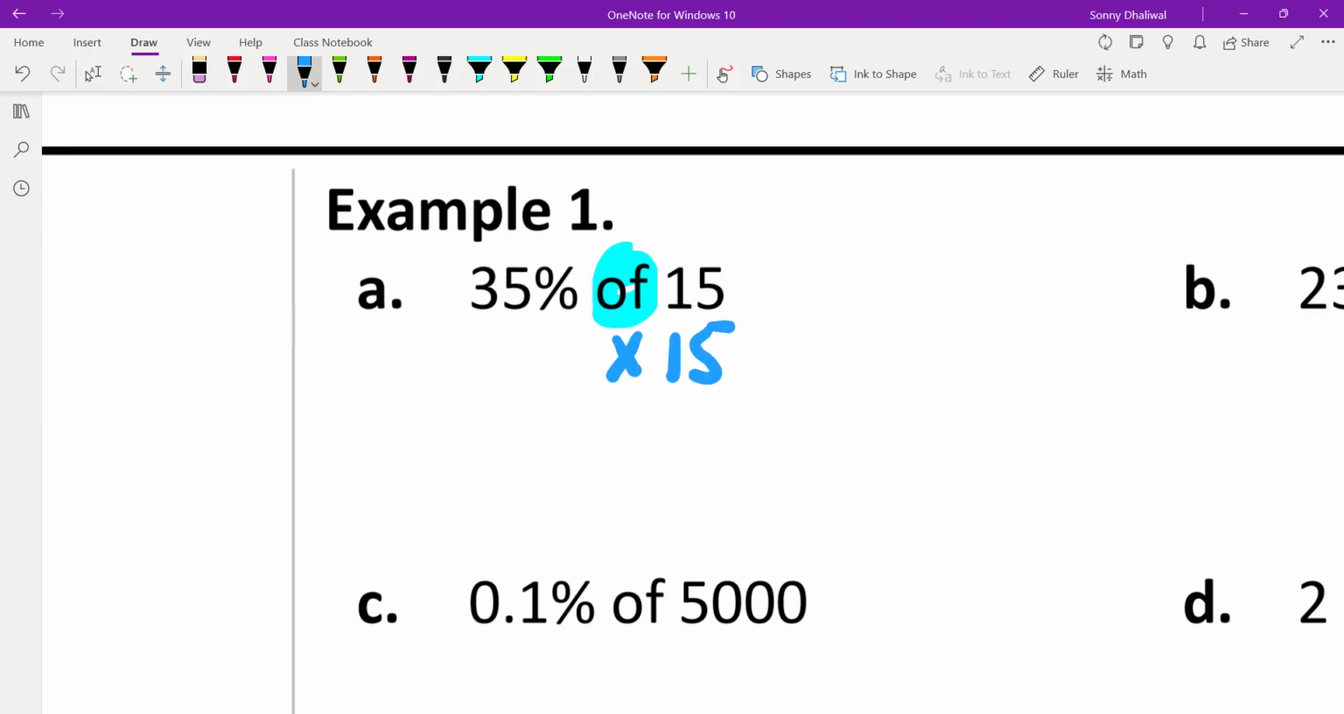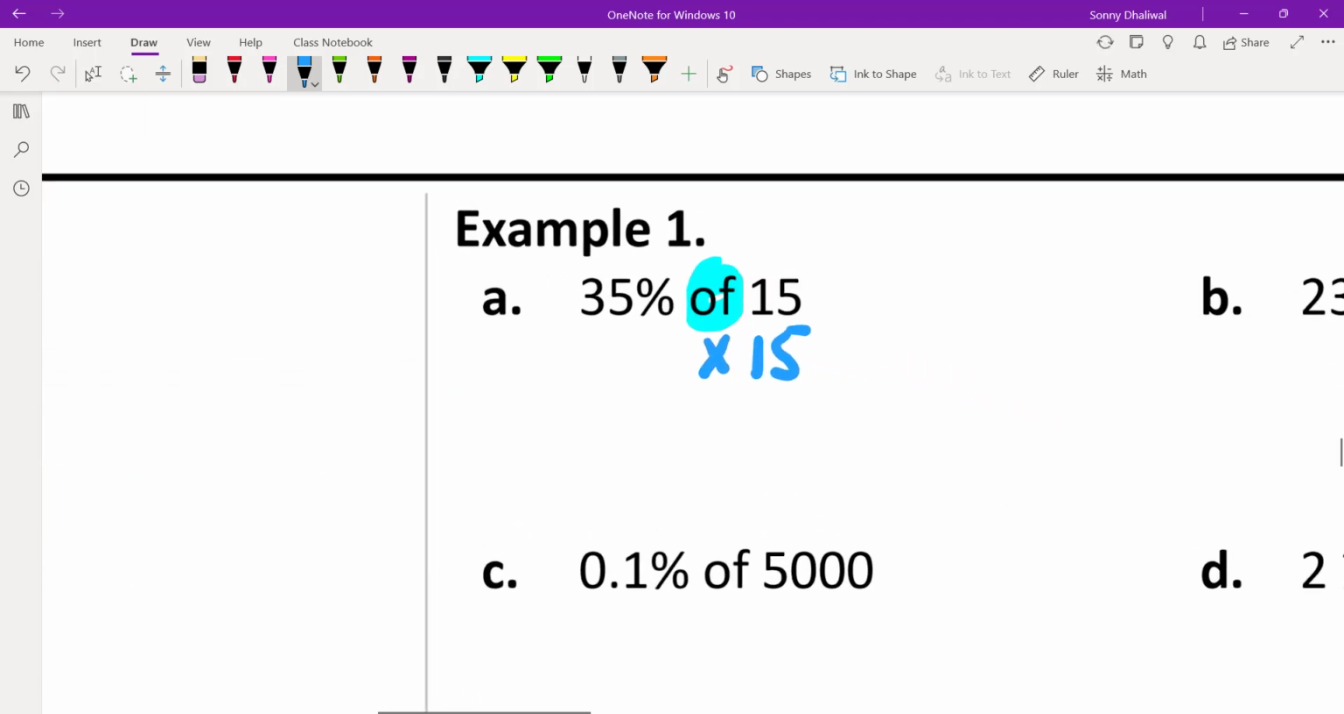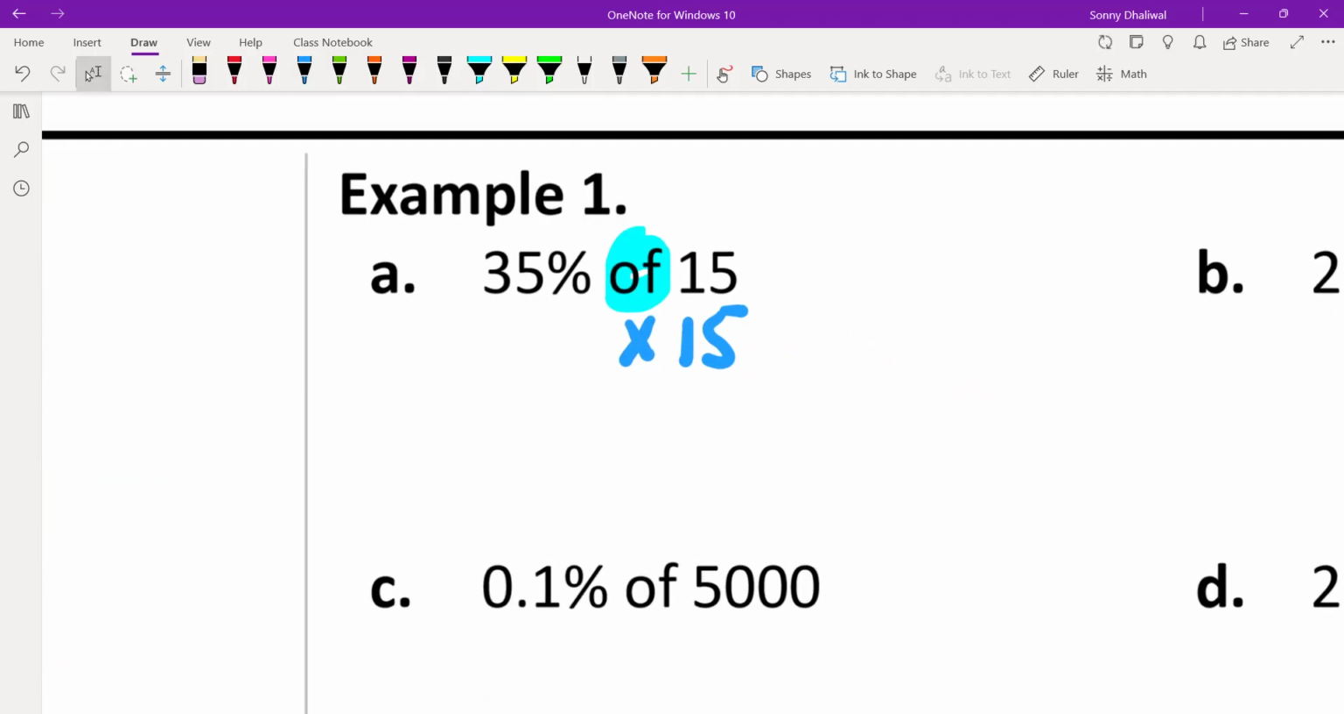That 35. We're on day 3 here. The 35 to use in the calculation needs to be a decimal. What would it be? Yep. We move the decimal 2 places to the left. 0.35. And this is where you need your calculator.